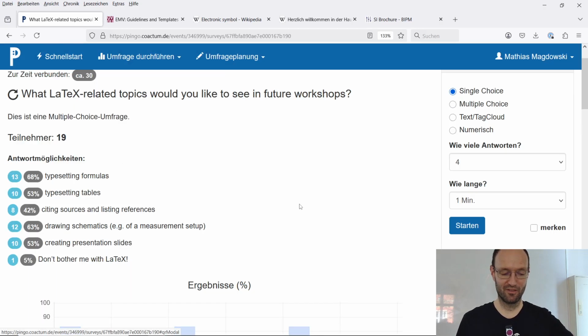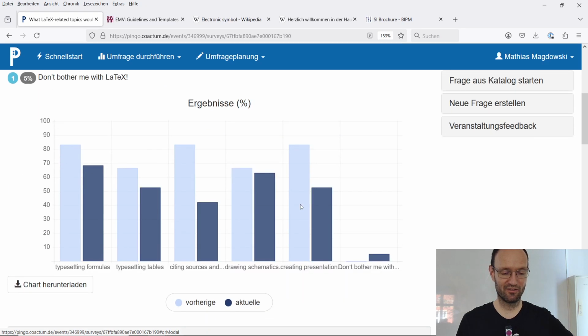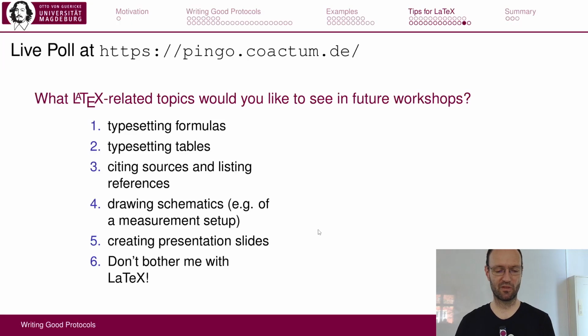And for the persons who say, don't bother me with LaTeX, I've also had this option, but this is only what one person has chosen. And I think the winner is typesetting formulas and drawing schematics. So I think the formula stuff will be in the basic workshop, and if we check the student branch website, there will be another workshop especially related to figures and graphics in LaTeX. So this, I think, somehow makes sense.